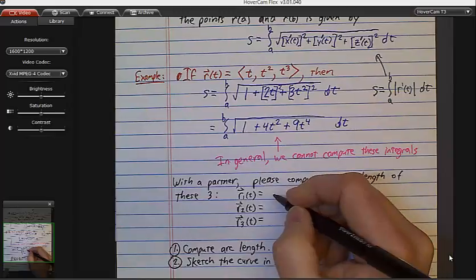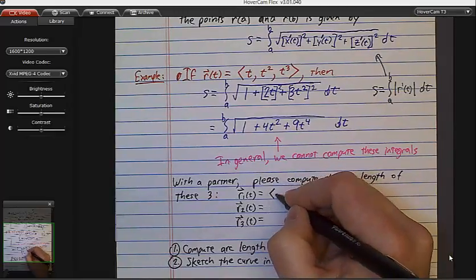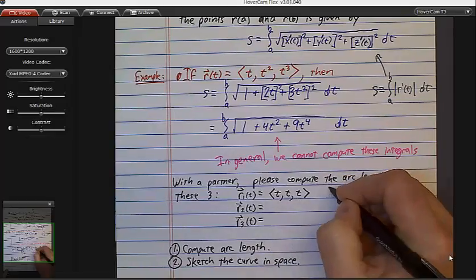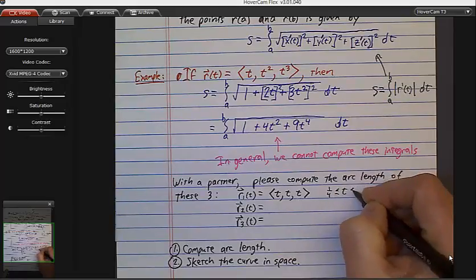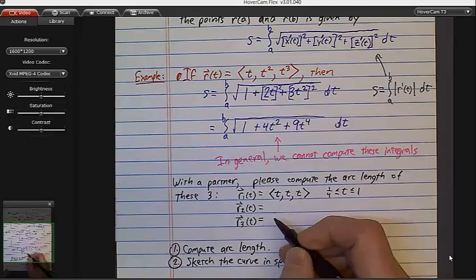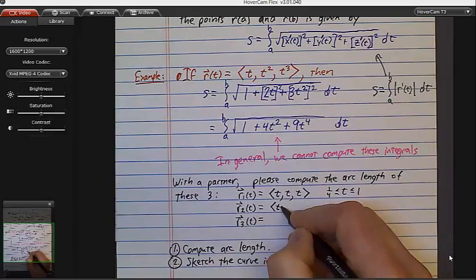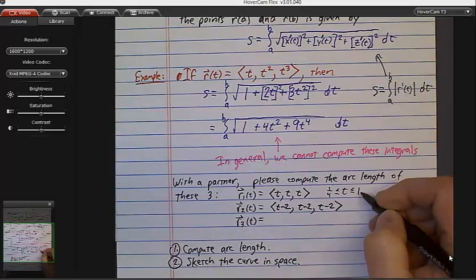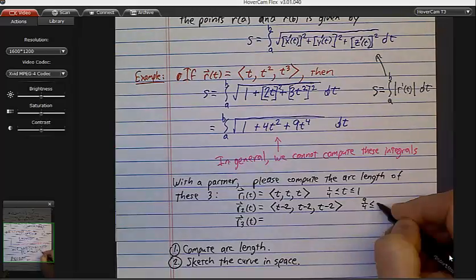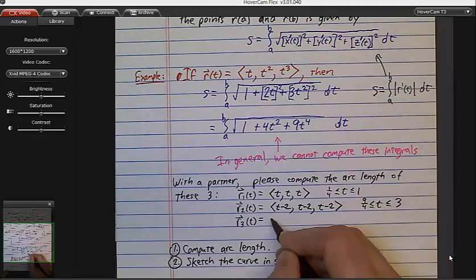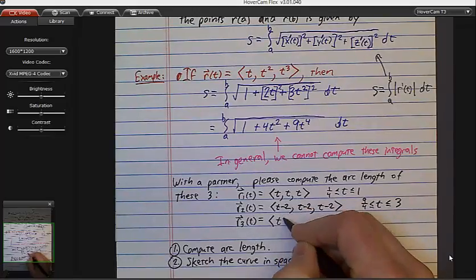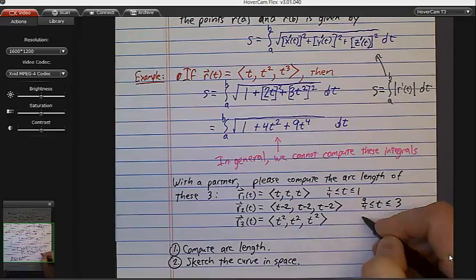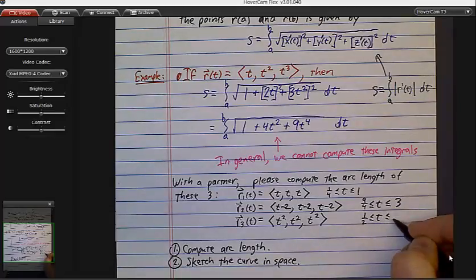So, okay, R1 of t is going to be, here's a nice one, t, t, t. And let's range from 1/4 less than or equal to t less than or equal to 1. R2 of t, let's do t minus 2, t minus 2, t minus 2, and I want 9/4 less than or equal to t less than or equal to 3. And then number 3, I'd like to do t squared, t squared, t squared. See how you guys handle that. And we'll go from 1/2 less than or equal to t less than or equal to 1.